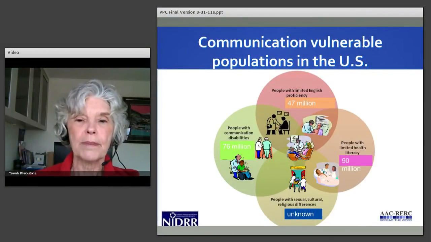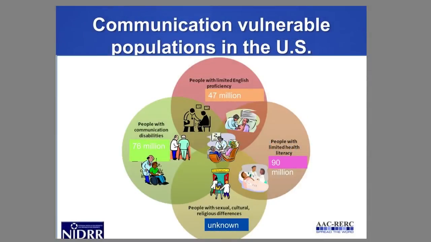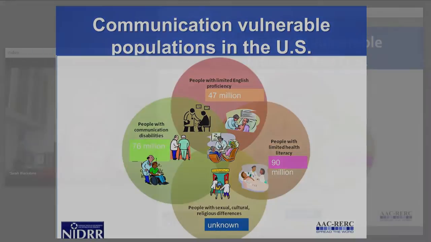Communication vulnerable populations in healthcare settings is not a little problem. There are millions of people who are at risk. We can typically think about them in 4 groups: people who have limited health literacy, limited English proficiency, individuals who have speech, language, hearing, or cognitive disabilities that interfere with their ability to communicate, and also people who have different cultural, religious, or sexual orientations that often can affect communication success.